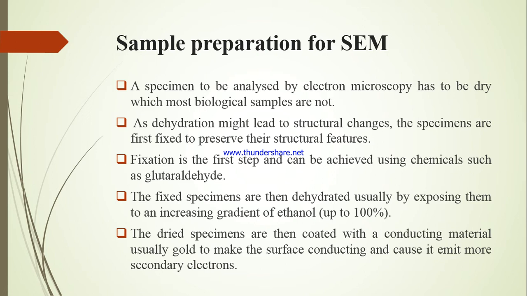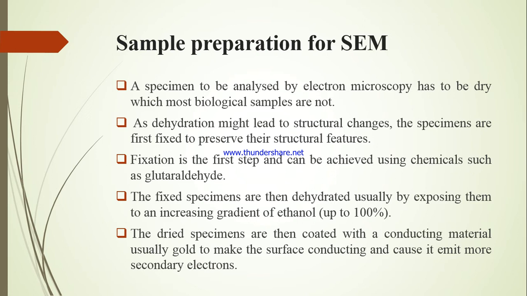The specimens are first fixed to preserve their structural features. The sample should be dried during the dehydration or drying process, and the structural information should not be changed. So it is a must that the sample should be preserved by using preservatives. Fixation is the first step and can be achieved using chemicals such as glutaraldehyde.